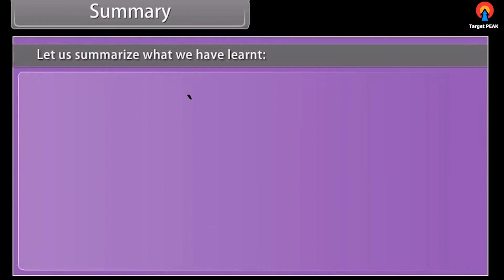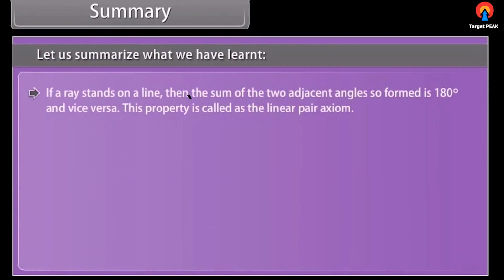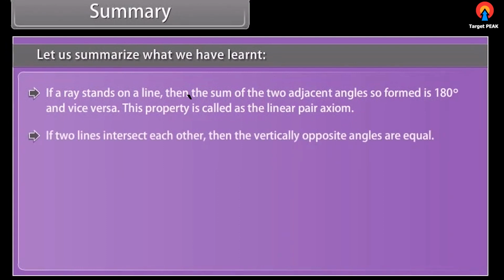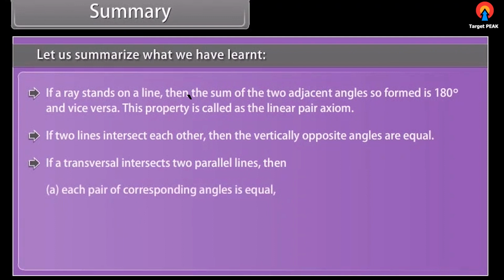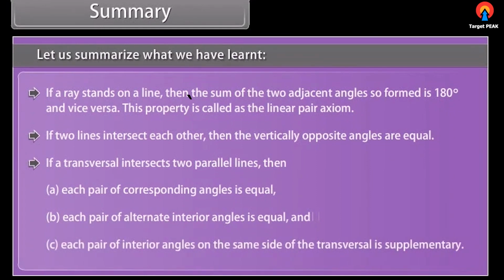Summary. Let us summarize what we have learned. If a ray stands on a line, then the sum of the two adjacent angles so formed is 180 degree and vice versa. This property is called the linear pair axiom. If two lines intersect each other, then the vertically opposite angles are equal. If a transversal intersects two parallel lines, then each pair of corresponding angles is equal, each pair of alternate interior angles is equal, and each pair of interior angles on the same side of the transversal is supplementary.